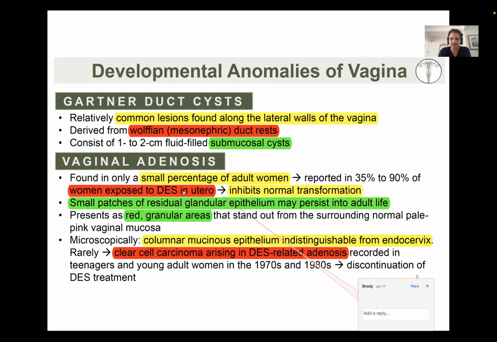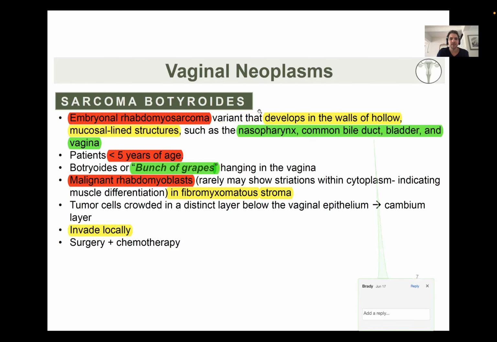And then glandular adenosis, you could see this. Sometimes DES, they don't use it anymore, but back in the day, it was some sort of estrogen that they used. So women in utero were exposed to this. It inhibited the normal transformation of the vagina. So you get this adenosis, this glandular development. Not sure that was super important. Oh, and it did actually develop into clear cell carcinomas. Okay, but that was back in the day, the 70s and 80s.